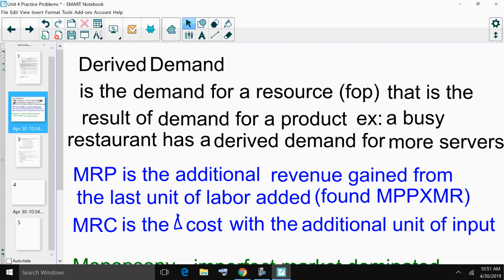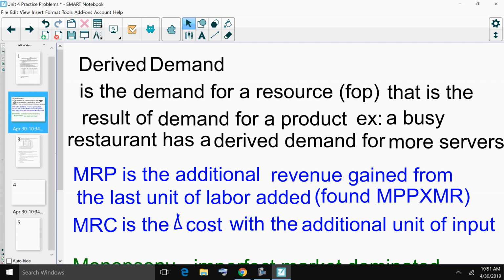MRC is the change in, that's a delta, change in cost with the additional unit of input. So my MRC is how much it costs me to add that additional unit of labor, add that additional input into my production.